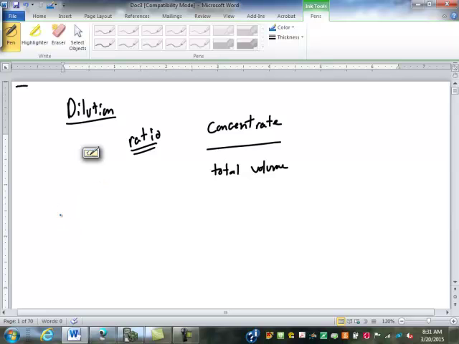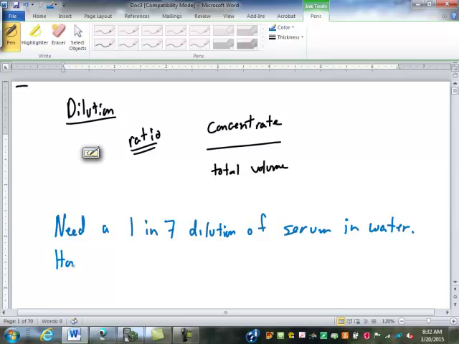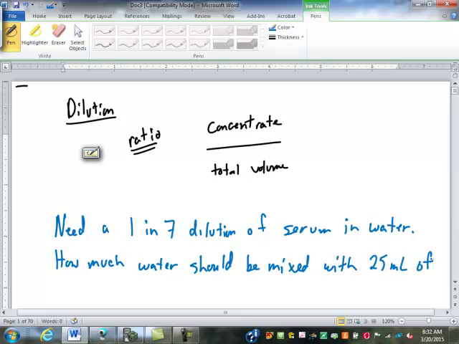For example, let's say that we need a 1 in 7 dilution. And we're just going to use the generic terms of serum and water. How much water should be mixed with 25 milliliters of serum?